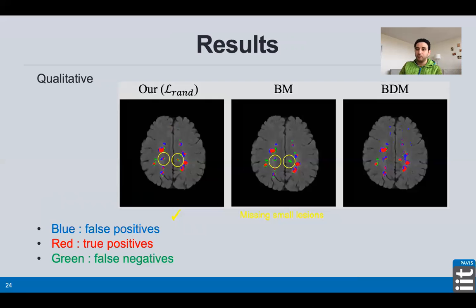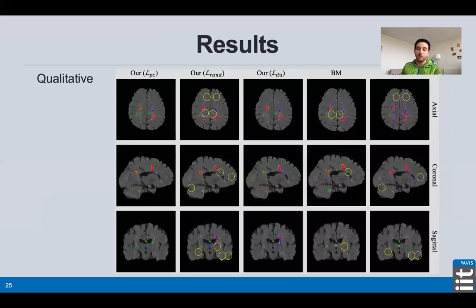Moreover, comparing with the BM model, we have missing small lesions in the BM model, which are these green regions related to false negatives. And successfully, our method could identify these small regions. This is also the overall segmentation output of our method with 3 different loss functions compared with the other backbone models with respect to 3 different views, which also follows the same descriptions that I told you.